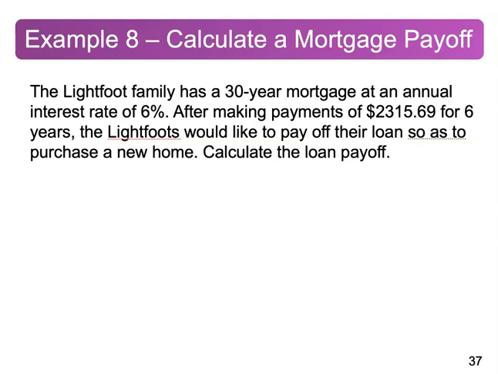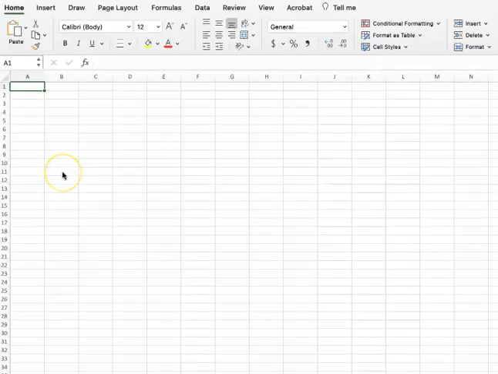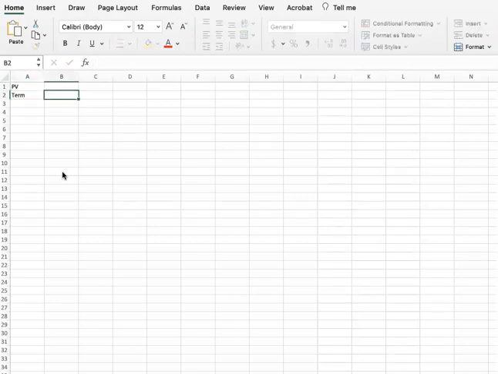So let's see how Excel is going to help us do this problem. The way you handle a payoff problem is you actually solve for the present value for what would be the rest of your loan. So let me show you what I mean by that. We're going to solve for this present value, and we're going to look at the term that's left. In this case, it was a 30-year loan, but they made 6 years worth of payments. So they made 72 payments, meaning they still have 288. And our future value, we want to pay this off to 0. And the payments here that we've been making were $2,315.69.